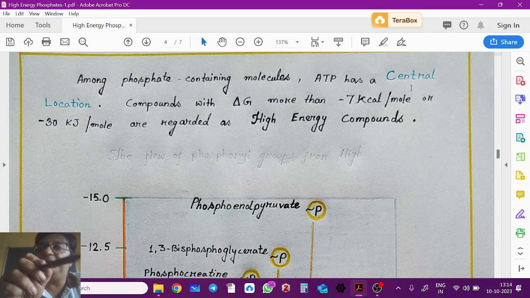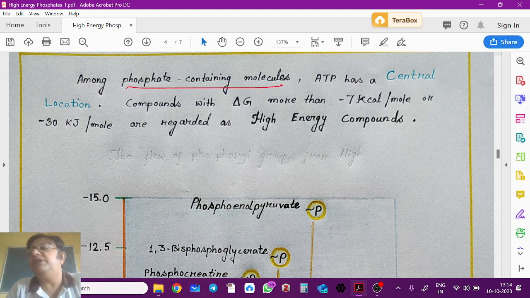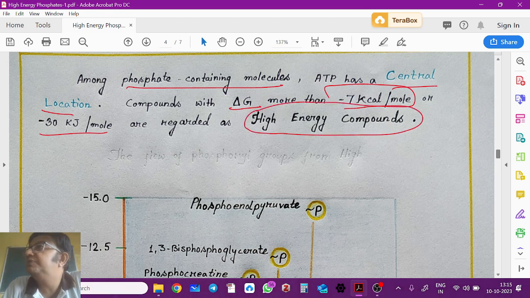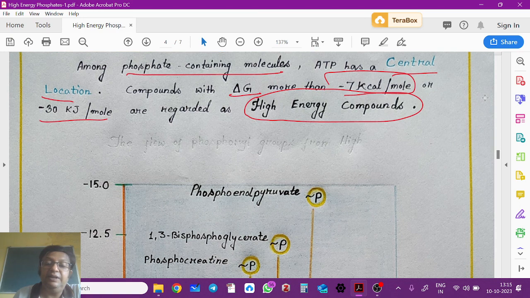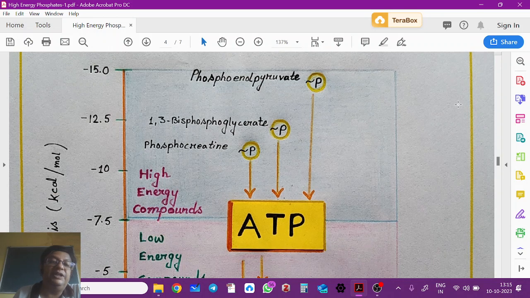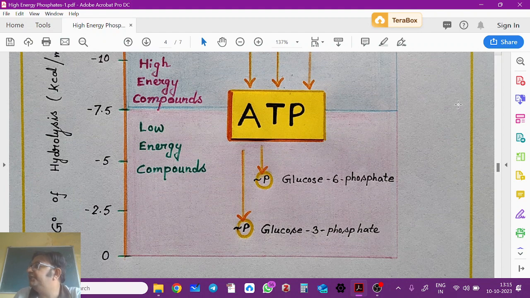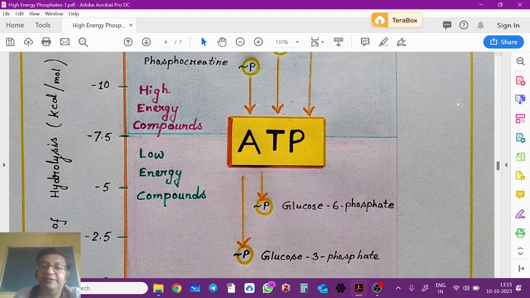So, on the next page, among all phosphate containing molecules, ATP has got a central location. Compounds with delta G more negative than minus 7 kcal per mole, or minus 30 kilojoules per mole, that's a conversion, are regarded as high energy compounds. So it should be more than ATP or more. She has given hydrolysis of some high energy phosphate compounds. Look at the figure.